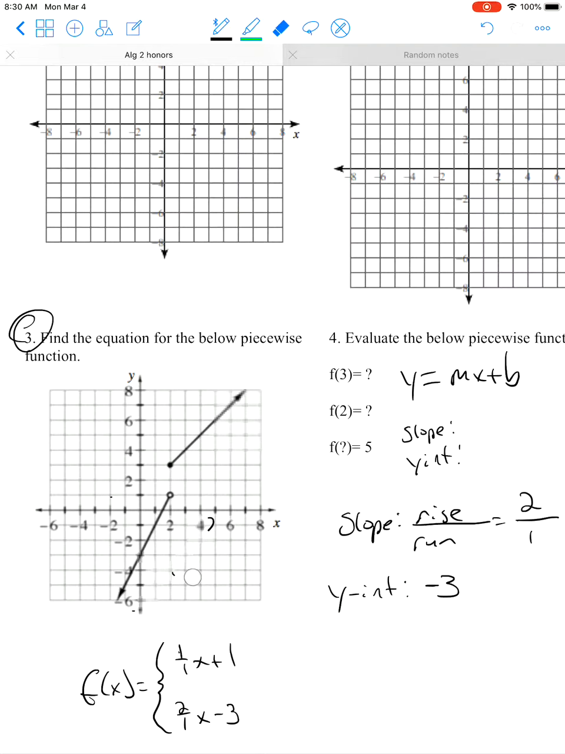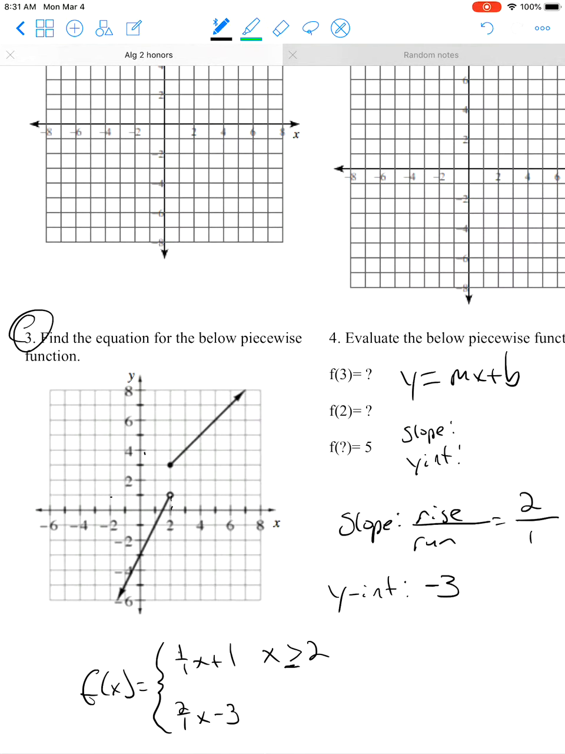So let's take a look at these and see what we can get with our domain and range restrictions. We'll start with this one. Well, we see everything starts right here where x is 2, right? And this has a closed dot at 2, and this is covering all the numbers that are greater than 2. So x is greater than or equal to 2 for the domain of this one.